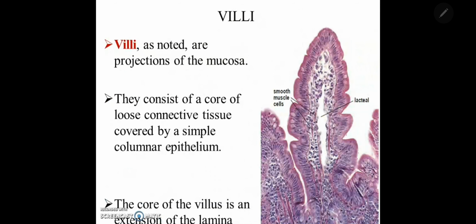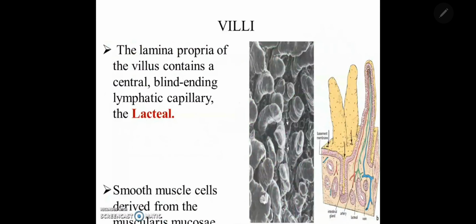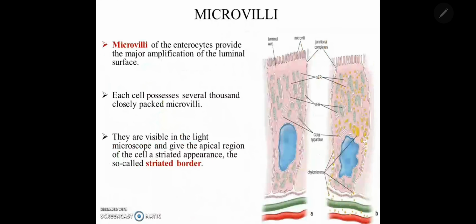As noted, villi are projections of mucosa, whereas circular folds are projections of mucosa and submucosa. They contain a core of loose connective tissue covered by simple columnar epithelium, lamina propria, blood vessels, lacteal, and a fold of muscularis mucosa. So remember that villi are folds of mucosa, whereas circular folds are folds of mucosa and submucosa. Why are these there? To increase surface area.